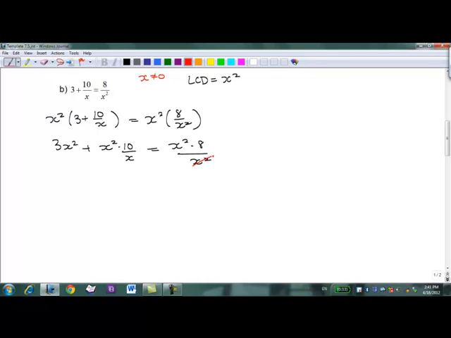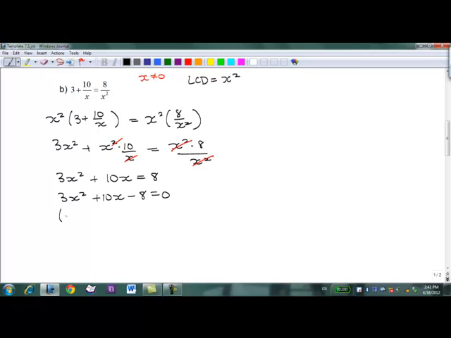This is where again we get the cancellation. The x squareds cancel, and the x and one of the x's cancel. So we get 3x squared plus 10x equaling 8. This looks like a quadratic. We are going to have to solve that either by factoring or the quadratic formula.